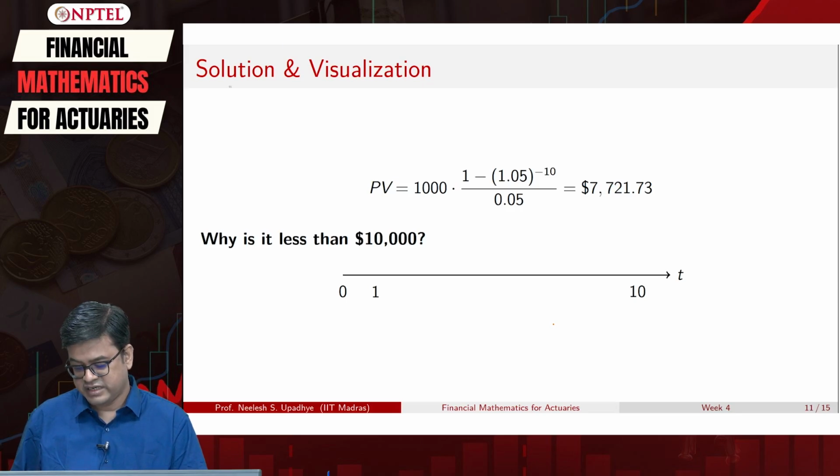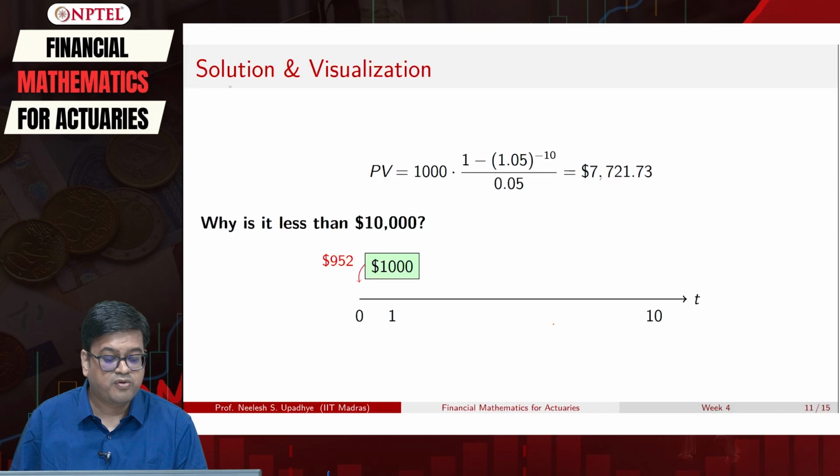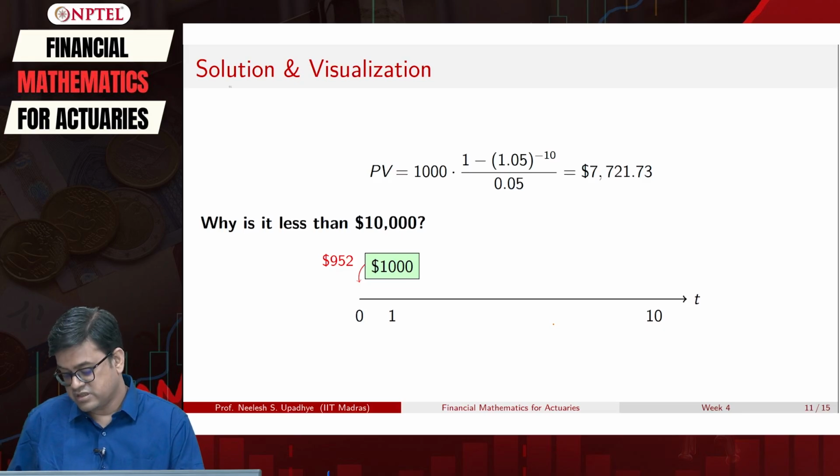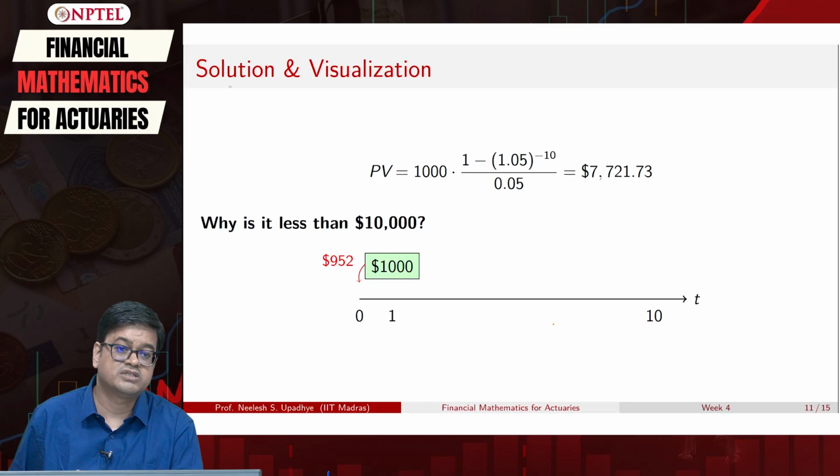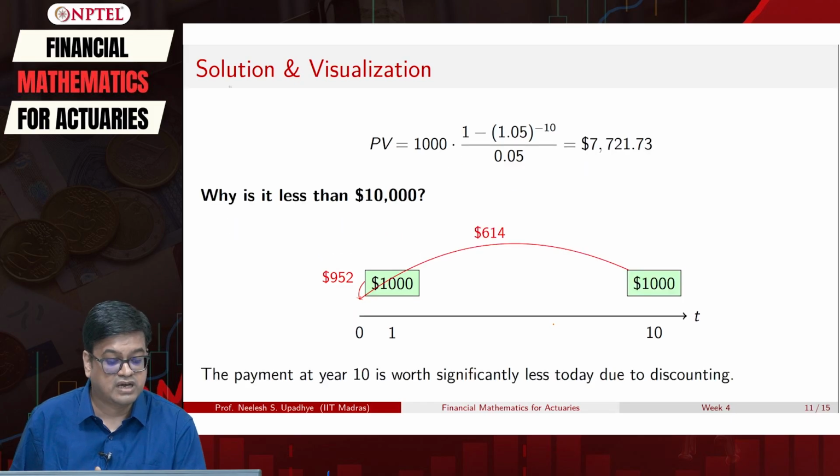Let us say at the end of period 1, I want to get $1000. How much should I invest at time 0? The answer is $952 for a 5% rate of interest. You can check for yourself. Now fast forward in the timeline and go to time step 10. If you want to get $1000 in the 10th year, how much do you need to invest? The answer is only $614.